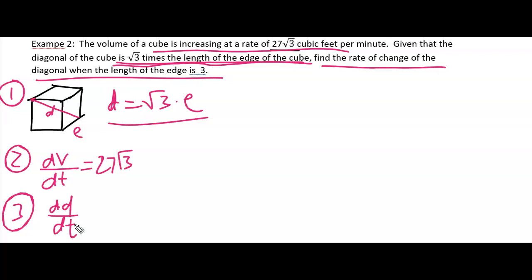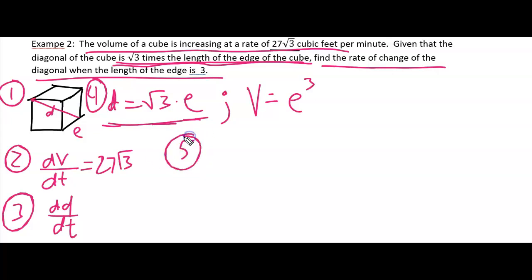Now the next thing we want to do is write a formula, and I kind of jumped the gun on that. I already wrote it down. The formula we have is that the diagonal is equal to radical 3 times the edge. But there's another formula that we're probably going to want to use because they're talking about the volume of a cube here. The volume of a cube is equal to the edge cubed. However long the edge is, cube that and you get the volume, right?